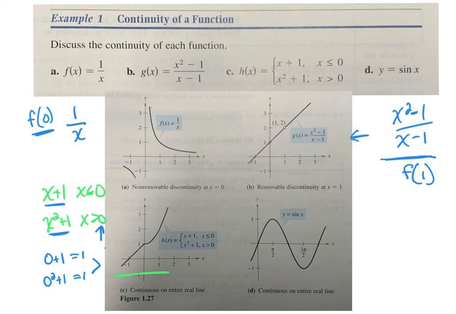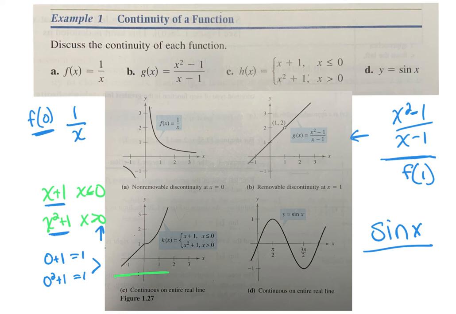Sometimes you actually jump in these. That's why they're called jump functions, the piecewise. But this one's not a jump. It's continuous. Let's look at this next one. Sine of x. Visually, is it continuous? On the unit circle, is there any time when sine is undefined? Yes. Where?